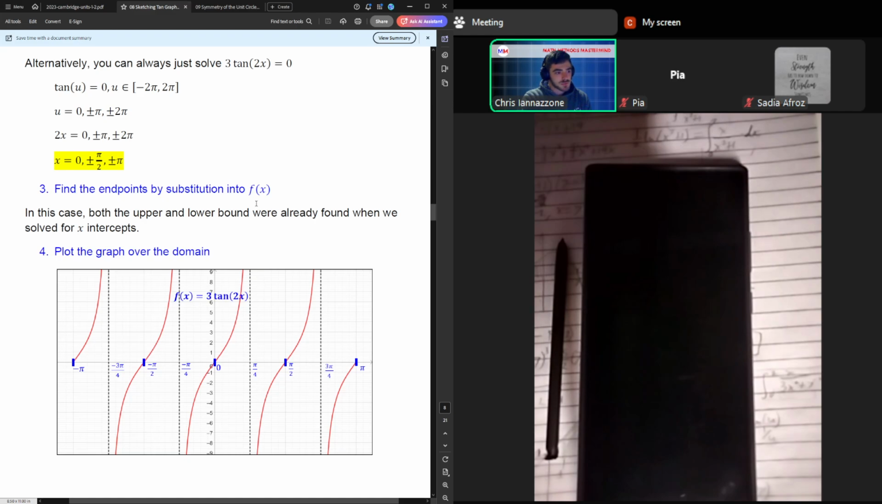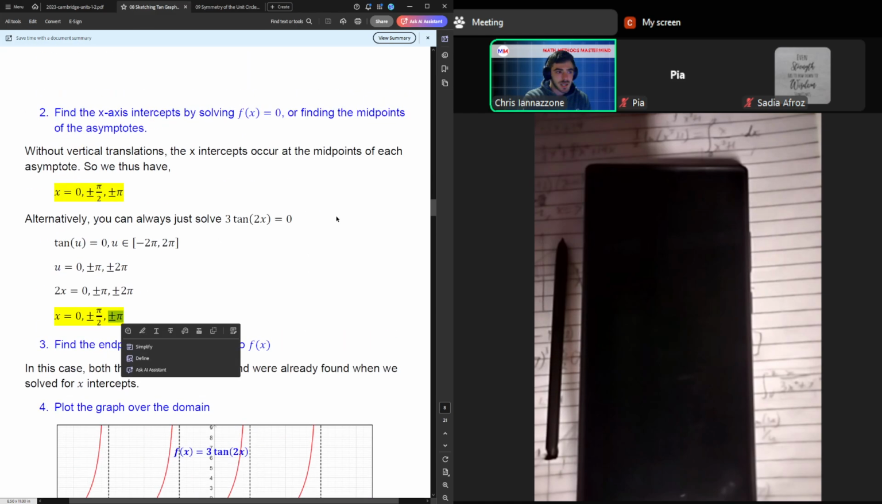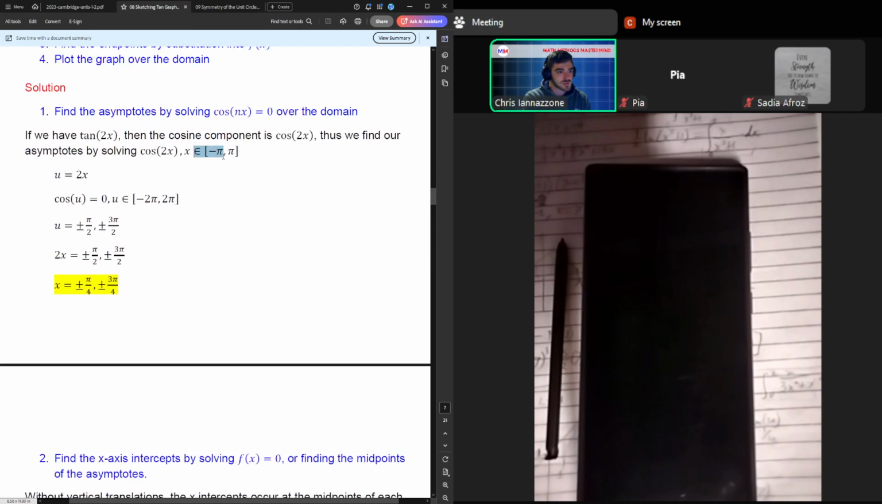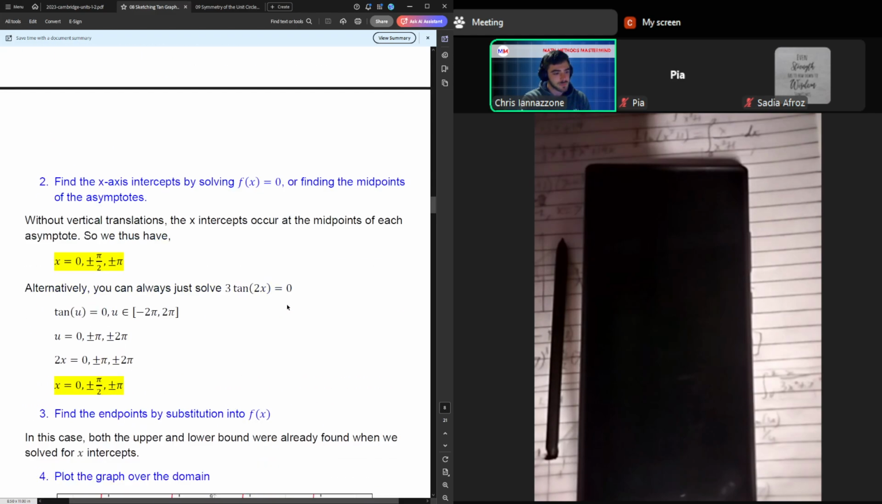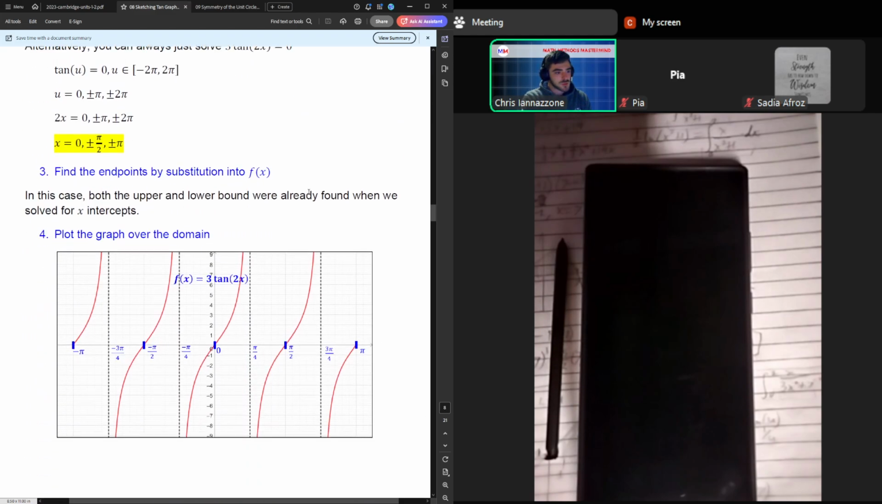Although in this specific case, it turned out that our x-intercepts are endpoints. So you have plus minus pi as x-intercepts, and we're trying to sketch from negative pi to pi. So that one just kind of worked out in our favor. If you didn't end up with those exact, then you would have to sub in pi and negative pi into your function, and that will give you the y values at those spots.